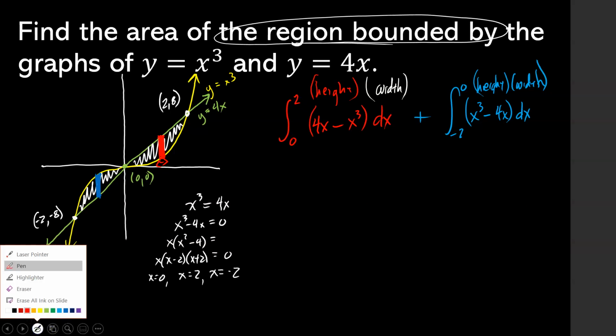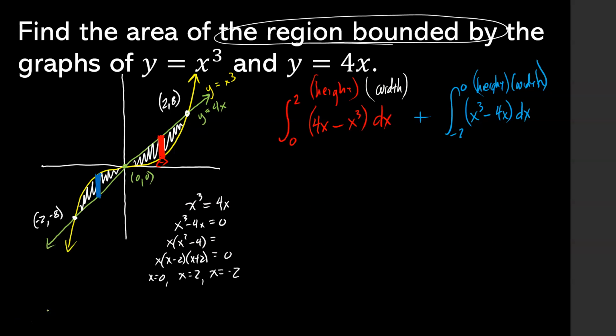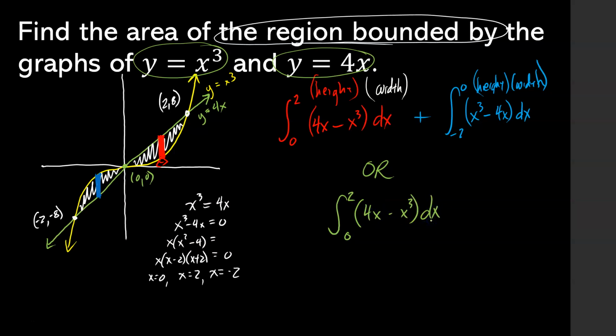Now, some of you super intelligent people in the crowd may have noticed that y equals x cubed and y equals 4x are both odd functions, which means these two areas are exactly the same. Well, they have the same numerical value. So what we could do instead is just say, I'd like to have this bound from 0 to 2. That'd be easy, of 4x minus x cubed dx. But I know the area is doubled, so I'll just double everything. There we go.